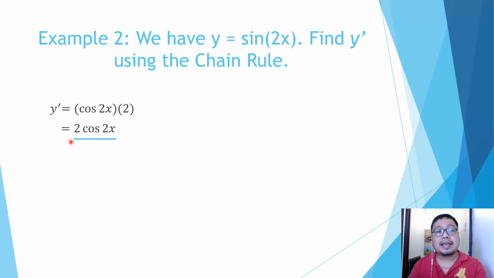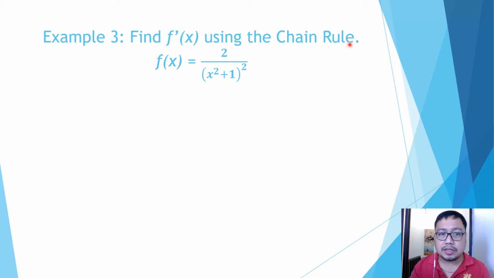Example number 3. Find the derivative of the function using the chain rule. This is the function given: 2 over (x squared plus 1) raised to the power 2. First thing first, since it's in the denominator, let's move it up but change the exponent to negative, from positive 2 to negative 2. I did it simply because I will use the power rule. The power rule says the exponent is multiplied by your constant.